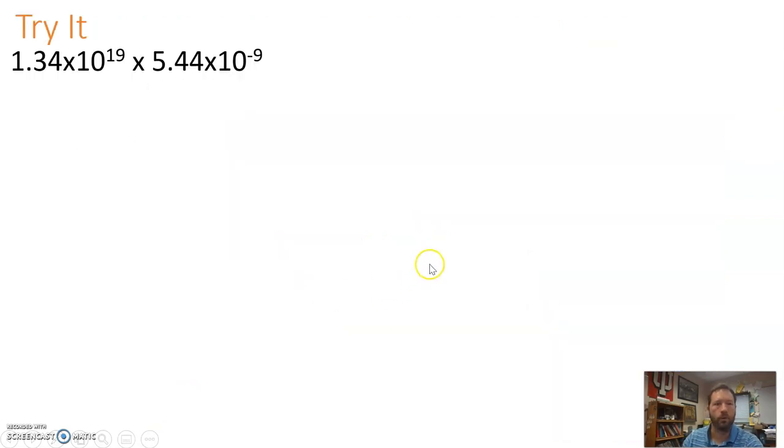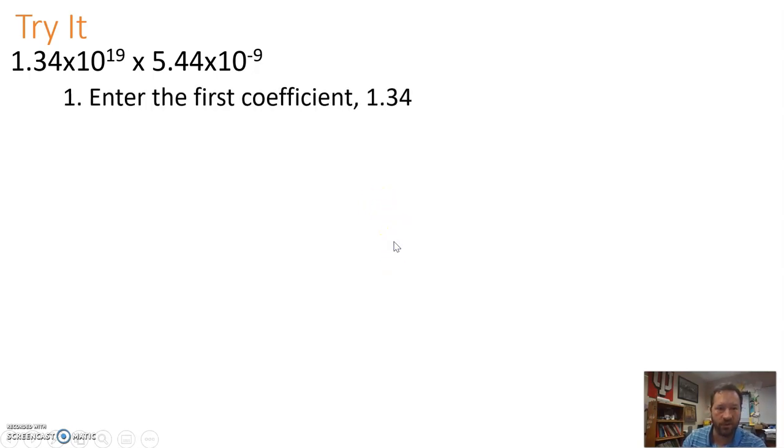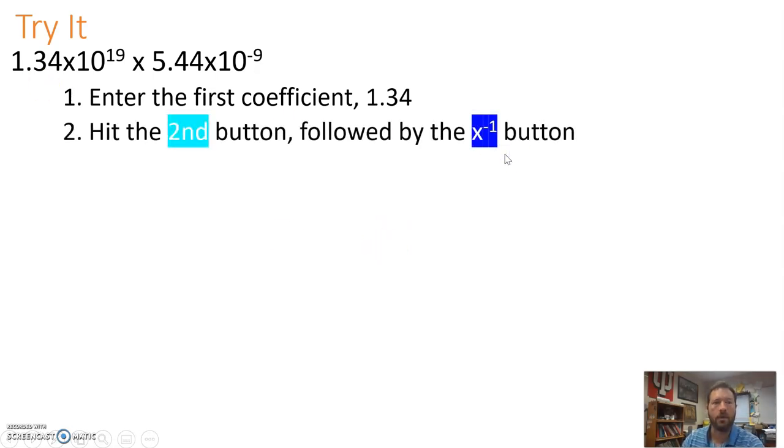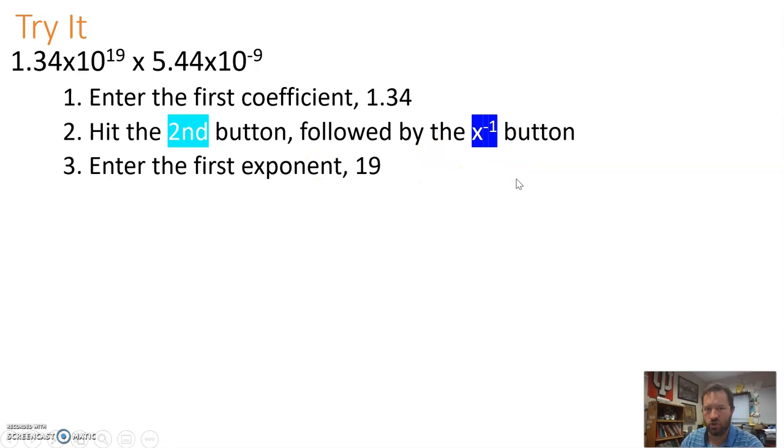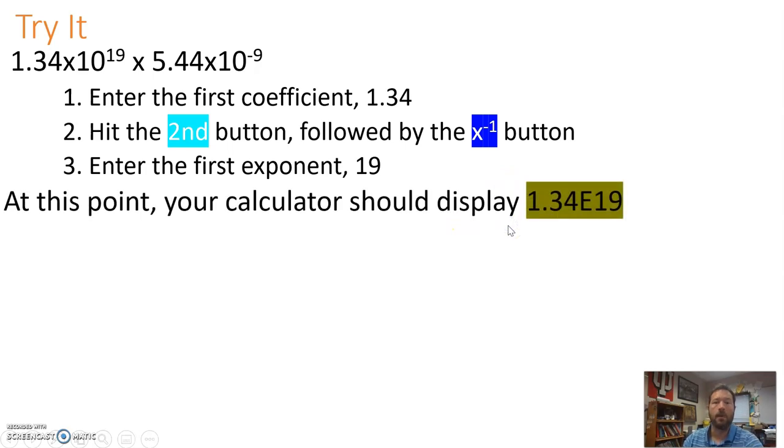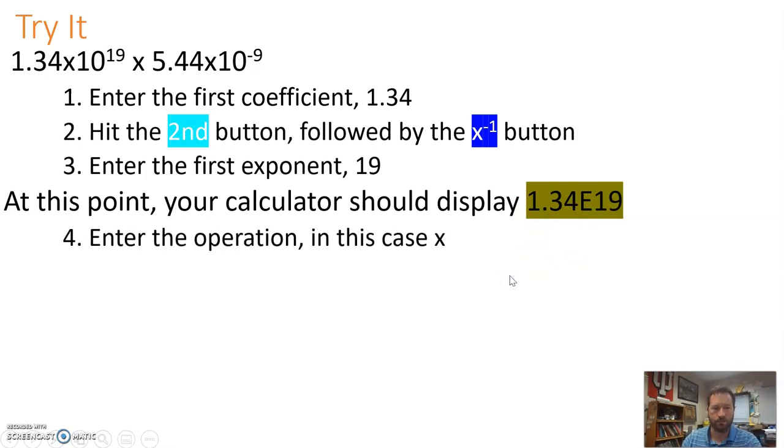So give that Big E button practice. In fact, I'm going to walk you through an operation right now where we get some of that practice. So 1.34 times 10 to the 19th times 5.44 times 10 to the -9th. First off, start off with your first coefficient, 1.34. Next, let's hit the second button, followed by the inverse button. Again, that's the button just above 7. Go ahead and enter your first exponent, 19. At this point, your calculator should display this right here, 1.34 Big E 19. No times symbols, no 10, 1.34 Big E 19.